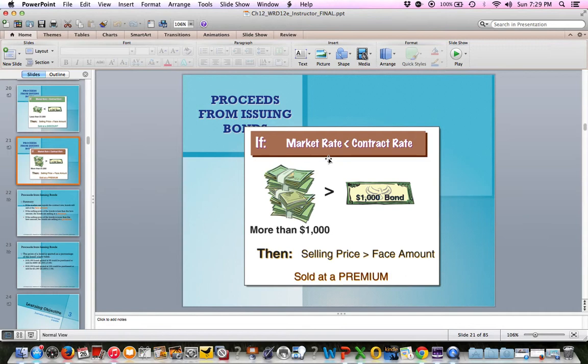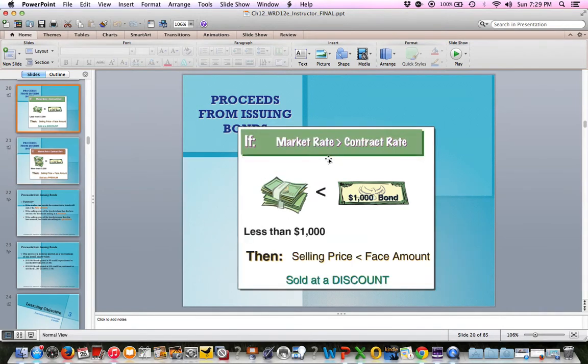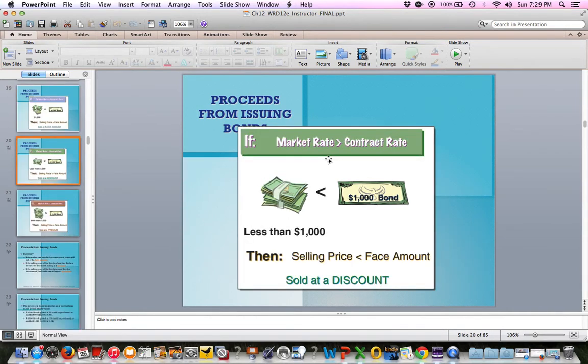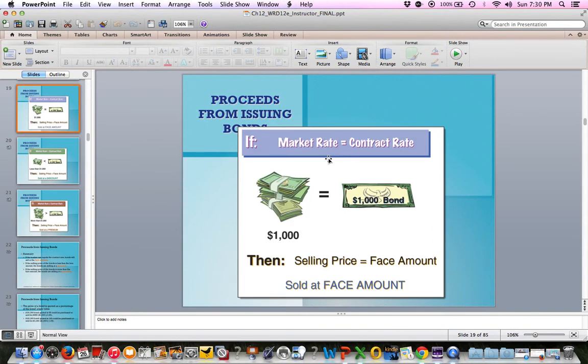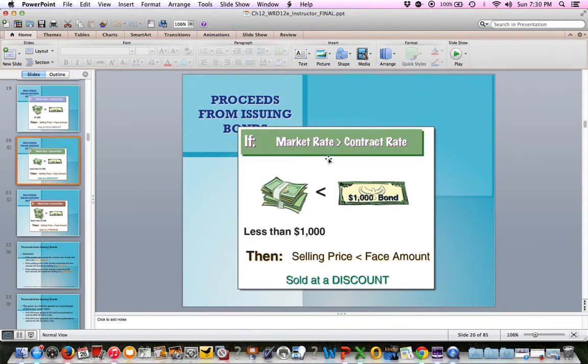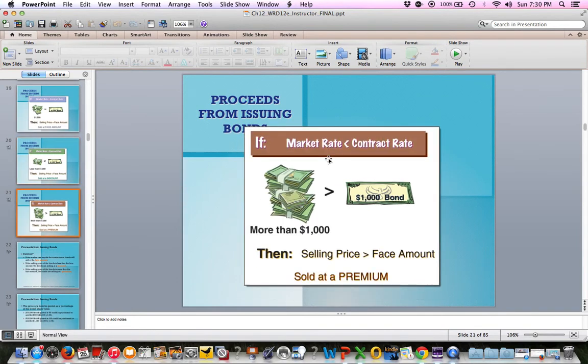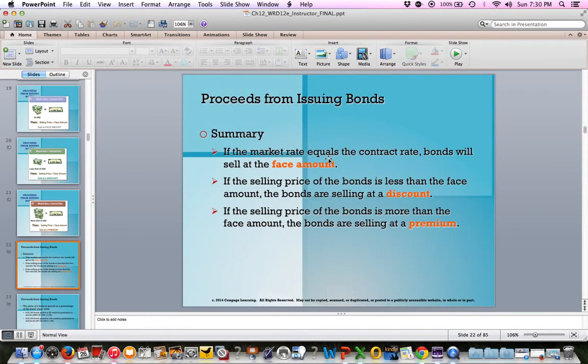So just be aware of the terminology of premium, discount, and par. These three slides have good info, and there's good info in the book too. Take a look at that; it will definitely help you. So we're a company and we're going to sell a bond. If we sell it where the market rate equals the contract rate, we receive exactly the face amount. If we sell that bond for less than the face amount, we sell it at a discount. If we sell that bond for greater than the face amount, we sell it at a premium.